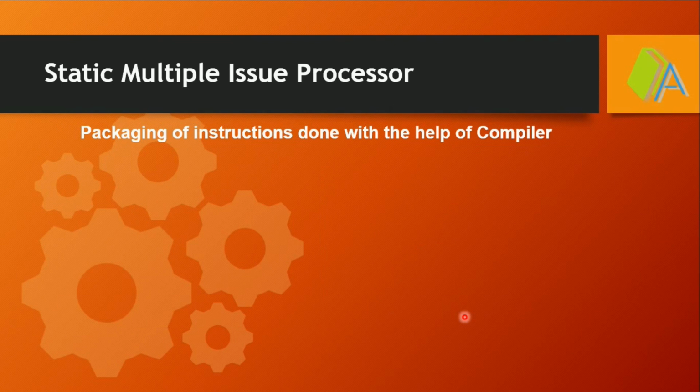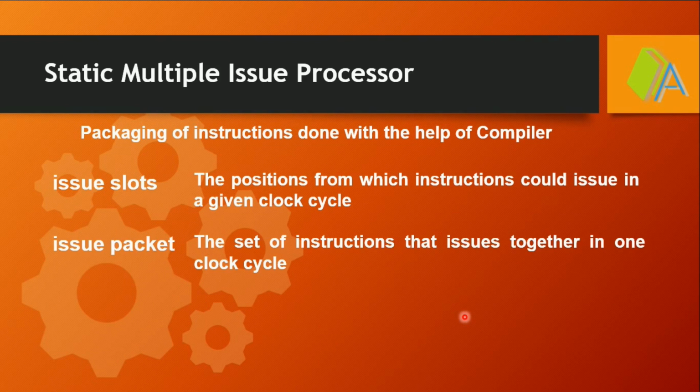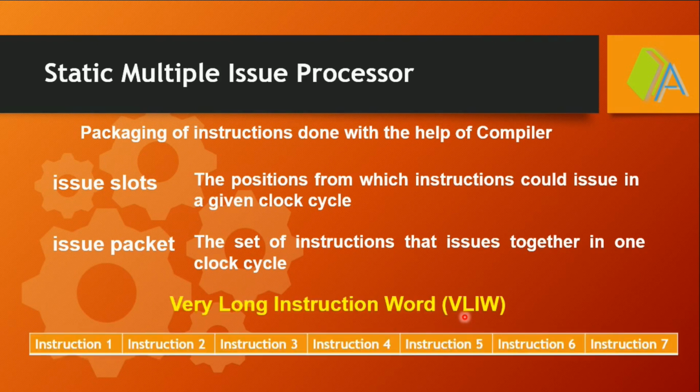First one, static multiple issue processor. Here packaging of instructions is done with the help of the compiler. Issue slots are the memory locations which hold the combined instruction that has to be fetched in a single clock cycle. Issue packets are the set of instructions decided by the compiler that have to be fetched together in a single clock cycle. Very long instruction word is the architecture followed by the static multiple issue processor. Here multiple instructions will be loaded into a single instruction word. In a single clock cycle all the instructions will be fetched and executed.